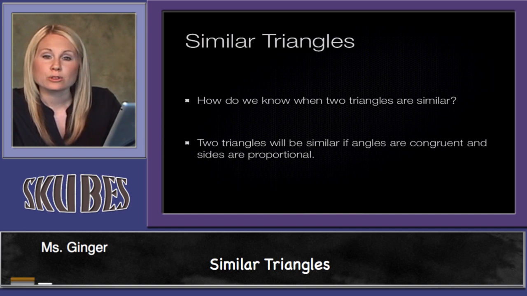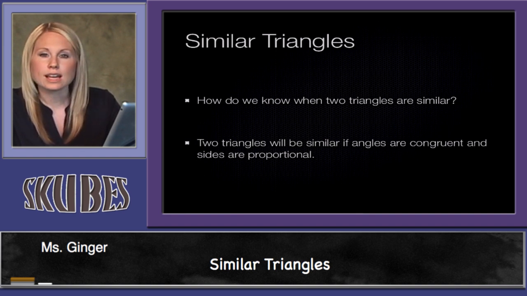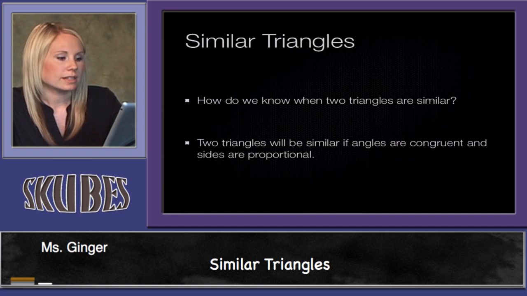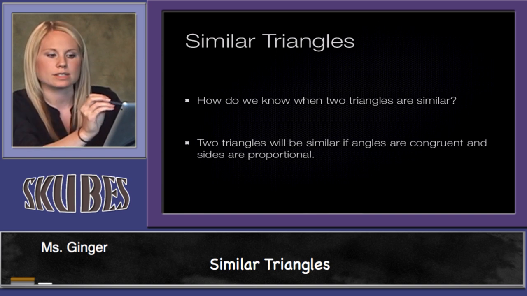When we talk about similar triangles, we're talking about two triangles that are similar, meaning they have all their angles congruent. All the angles will be the same from one triangle to the next, and all the sides will be proportional. They will share the same relationship. We'll take a look at an example where that happens in just a minute. Basically, similar triangles look the same, but they could be different sizes. They're the same shape, but could be different sizes.